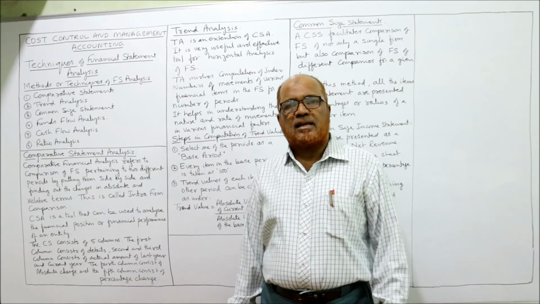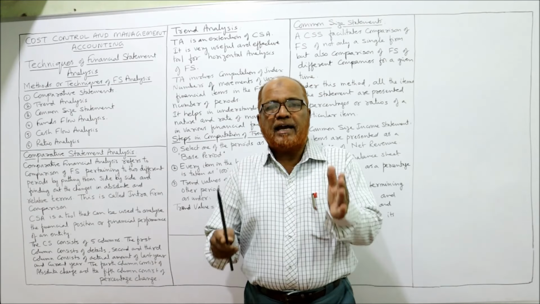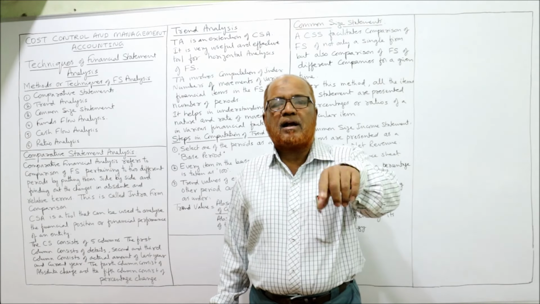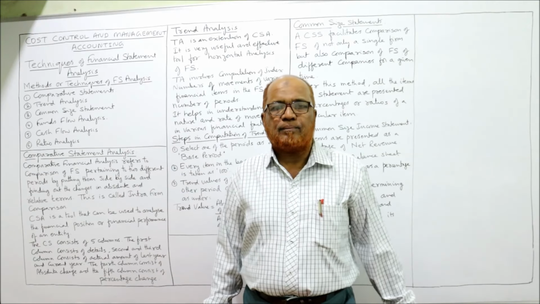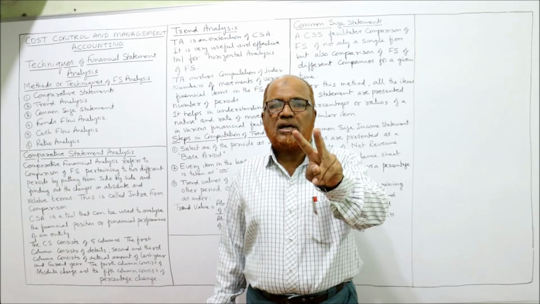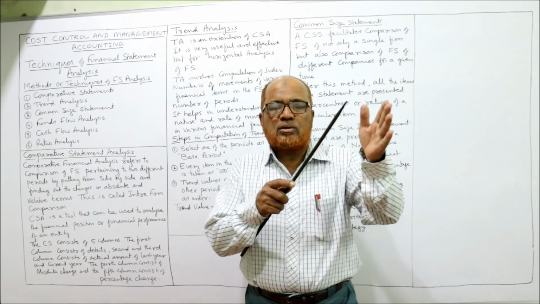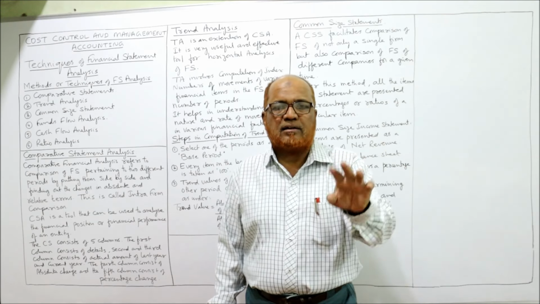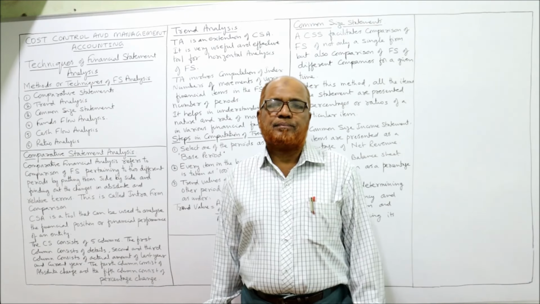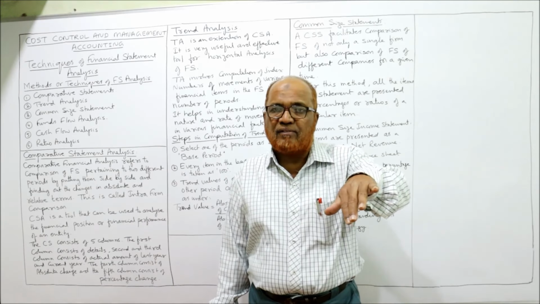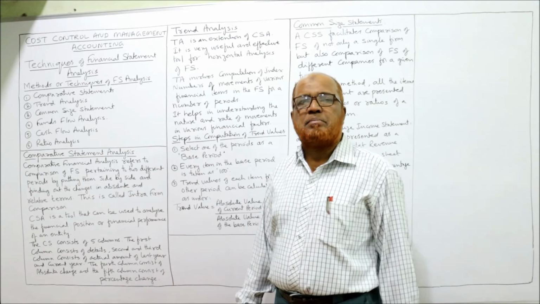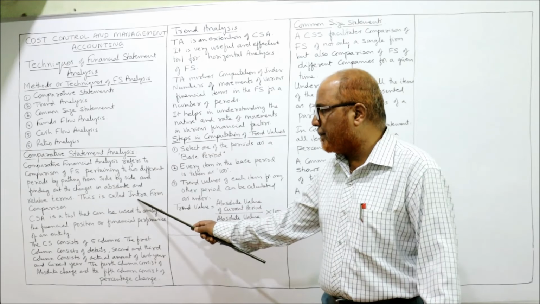Two types of comparisons are there, intra-firm and inter-firm. Intra-firm comparison means within the same firm. The same company will compare the last year data with the current year data. Example, last year 2021, current year 2022. We are putting 2021 and 2022 side by side and comparing in absolute and relative terms. Inter-firm means comparing one firm with another firm. So this comparative statement analysis is meant for intra-firm, within the same firm.